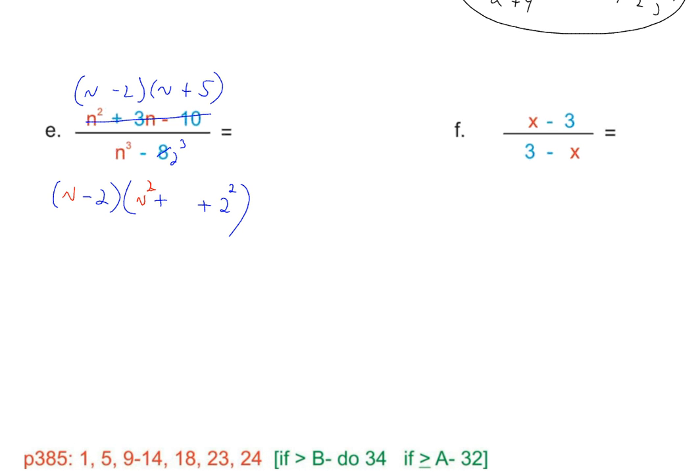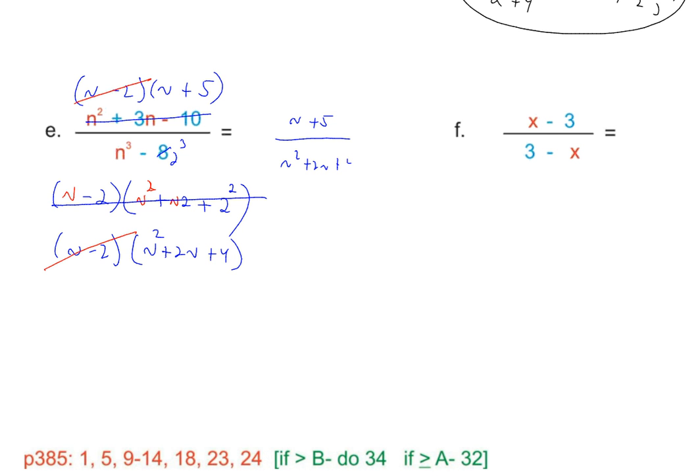And then what is the middle term? The cube root of the front times the cube root of the back. So I'll clean this up, and I would have done it cleaned up in the beginning, but I want to just do it as we learned it, right? It's n minus 2 times quantity n squared plus 2n plus 4. Okay, can we reduce? Yes. The n minus 2 and the n minus 2, and that's it. That's all you're going to reduce on this one. We're left with an n plus 5 in the top, and n squared plus 2n plus 4 in the bottom.